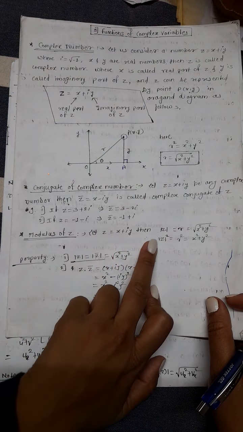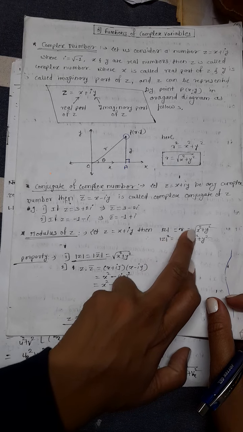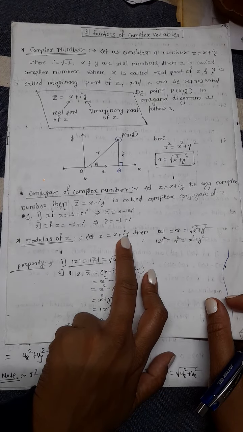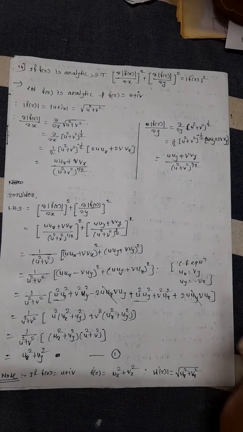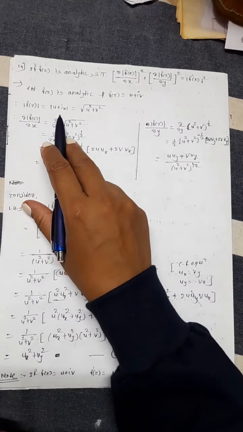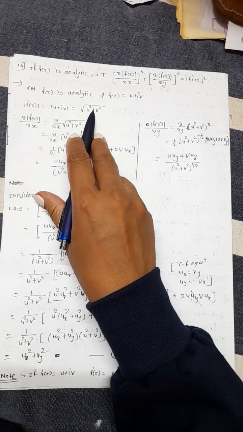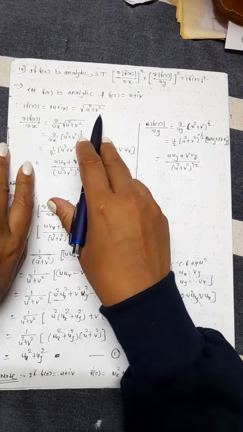then the mod of this number is nothing but the square root of the real part square plus the imaginary part, that is the coefficient of i, its square. Okay, that's why I use this definition here. Mod of f of z is nothing but the square root of this real part u square plus the imaginary part v square. Okay, now we get this.